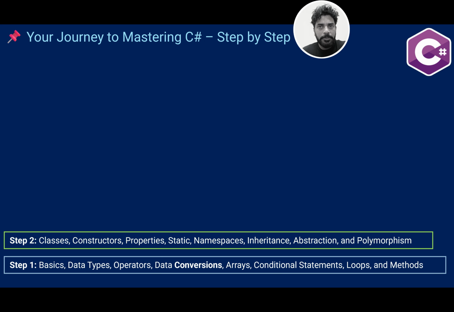Coming to step 2, we created the classes. In those classes we created the constructors and properties. We prepared the static members in the class. Then we understood the difference between static classes and non-static classes. We differentiated that, and then we created the namespaces. In that namespace we prepared the classes again, and we came up with the advantages of the namespaces.